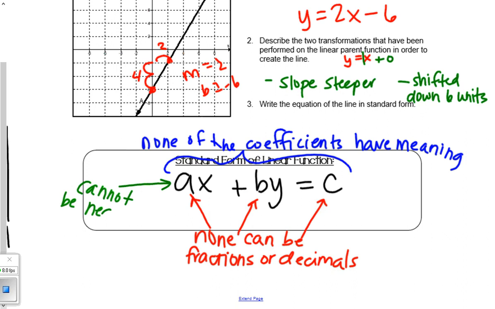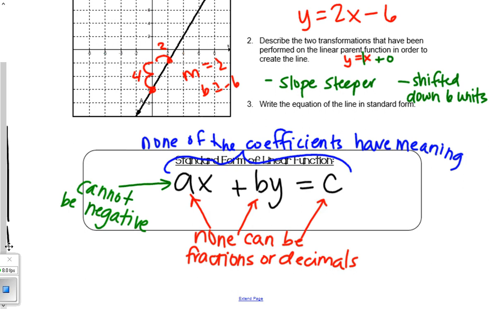Now, you might find in a textbook or online somewhere where you see A that is negative. And that is a thing that's out there. Standard form is kind of debated by different people. So some people say that A can be negative, some people say that A cannot. It just kind of depends on who you talk to. For the purposes of our class and the purposes of STAR, A is going to always be positive.